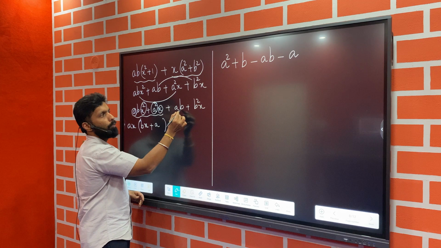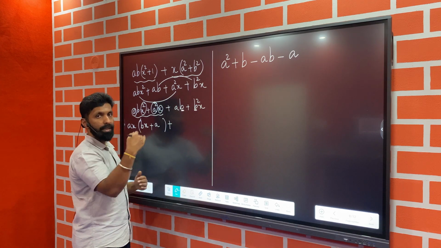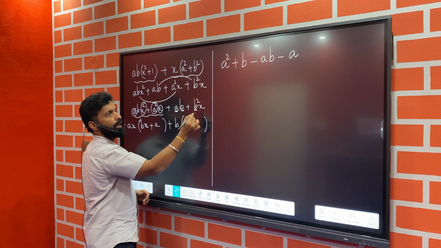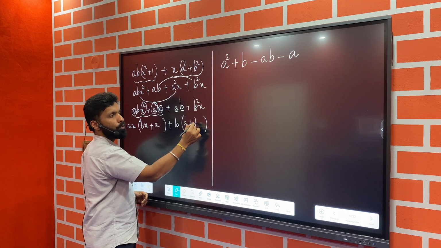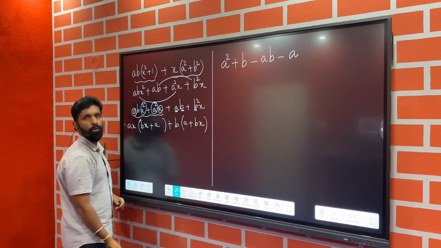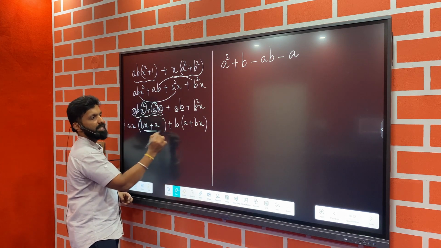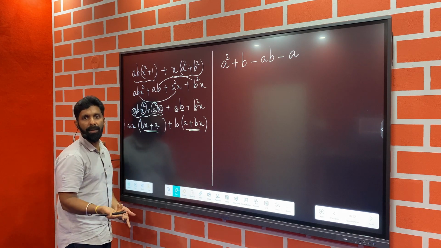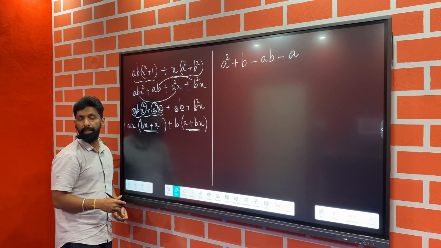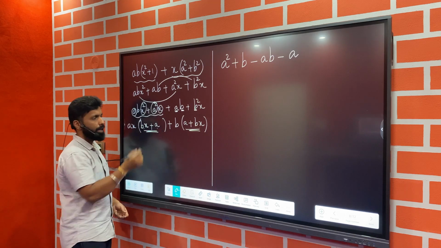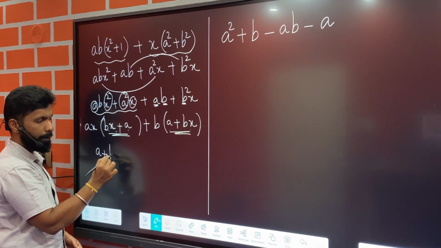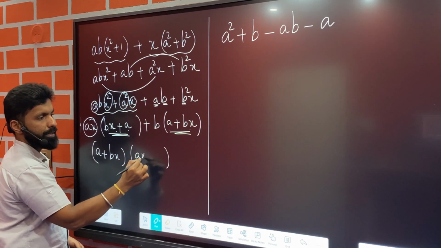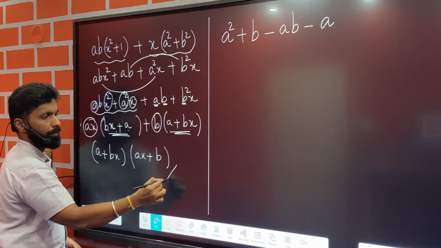Plus, what is common here? B and b square, the least term, b. So what's remaining here? A. What's remaining here? B into what is b square? So b. X, I haven't done anything to it, so you have to copy x as it is. Can you observe this and this are same? Whether it is a plus bx or a plus bx, both mean the same, because plus sign doesn't matter. If it was minus, I had to do a lot of other things. But when it is plus, it's very friendly, right? So I can take a plus bx common. And what's remaining here? Ax. What's remaining here? Plus b. That's your final answer.